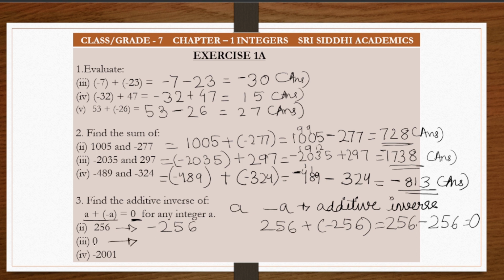Now 0 is a neutral number. It has neither plus nor minus sign. We have discussed this in, I think, the first video, that 0 is an integer but with no sign, neither plus nor minus, so its additive inverse will be 0. And minus 2001: a negative integer will turn into positive when you are trying to find its additive inverse. Here also, if we find the sum of minus 2001 with its additive inverse, it will be 0. Okay, now let's solve some more questions.